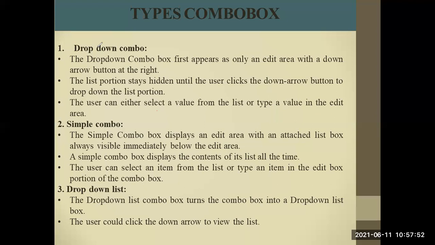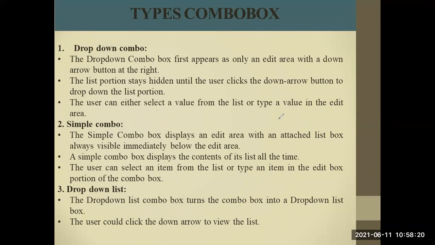Then the user can either select the value from the list or type the value in the edit area. As we have said, it is a combo box. So if whatever the user requires is available in your drop down list, then the user can directly select the item from that list. Otherwise, if it is not available in the list, then the user can type it in the text box.